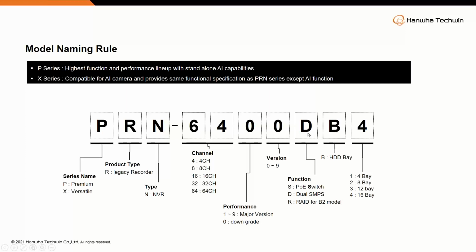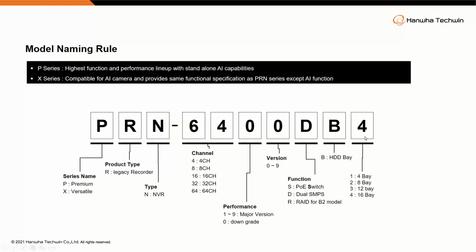Okay. D represents a dual power supply. If your NVR supports two power supplies, it will be D. If it is written S behind the NVR, you can plug in your PoE switch. B is hard disk bay. Okay, that means it has a hard disk option.